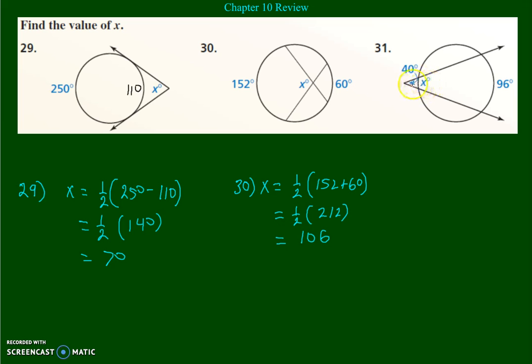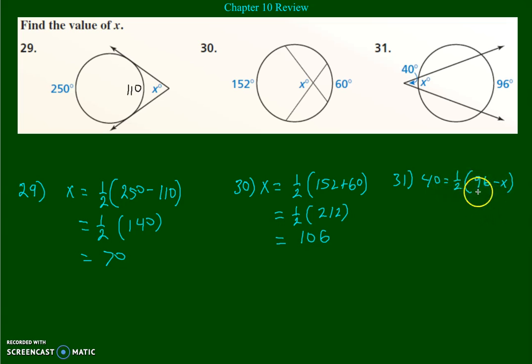And here we have this angle is 1/2 the big minus the small. But here we have a variable for one of the arcs instead of a variable for the angle. So let's see how that works out. So for 31, we have 40 equals 1/2 times 96 minus x. So the algebra is just a little bit different here.